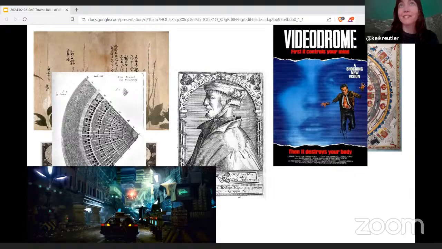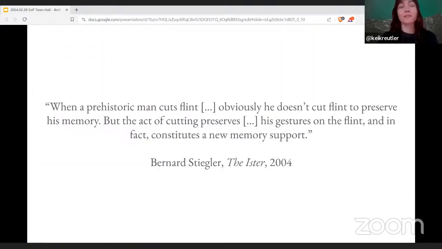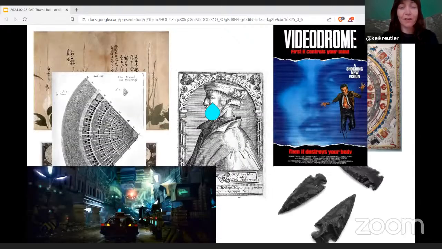And when we get to a contemporary context, we have philosophers like Bernard Stiegler saying that the construction of every tool, not just the existence of every image, also constructs a memory support. He writes, when a prehistoric man cuts flint, obviously he doesn't cut flint to preserve his memory, but the act of cutting preserves his gestures on the flint, and in fact constitutes a new memory support. So here we have not only the idea that technology or artificial memory surrounds us with innumerable images of words and things, and we have Agrippa really sad, crying now. It's also that every technology acts as a form of memory.